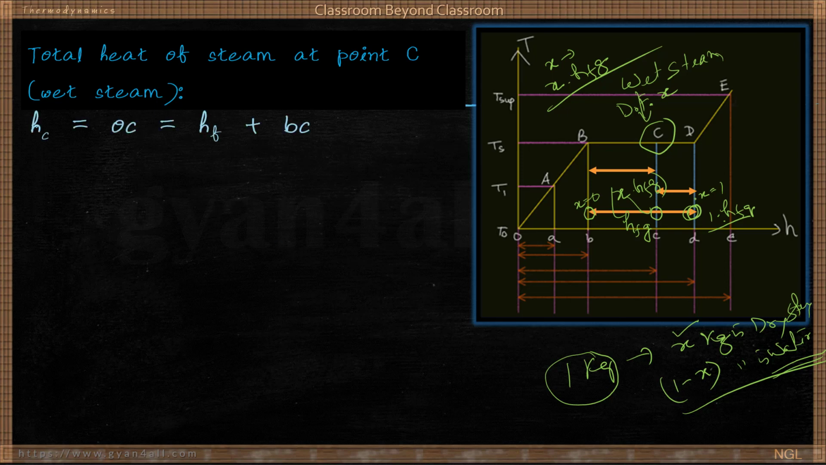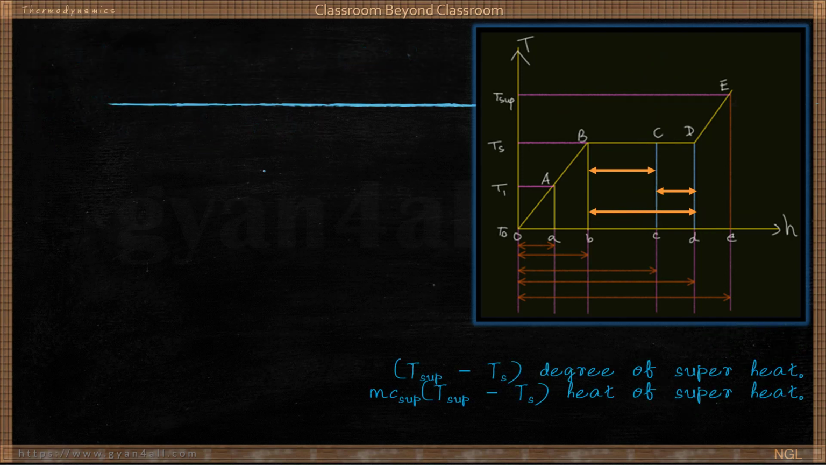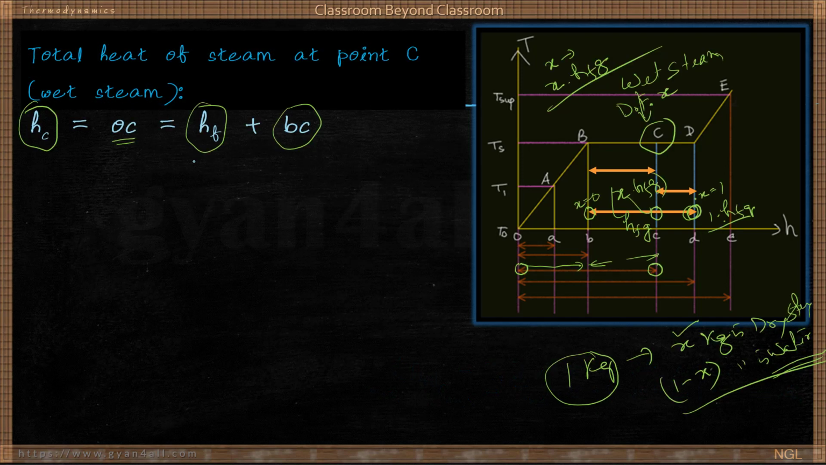From the diagram you can see total heat at point C is equal to OC. What is the point O? This is O and this is C. So this is equal to what? This plus this. So that is HF plus BC. Now what is BC? It is not HFG, but part of the HFG. So this is equal to HF plus X into HFG. So I think this is clear for you.